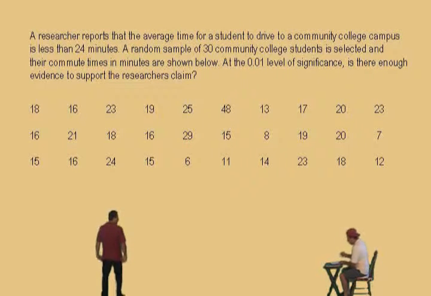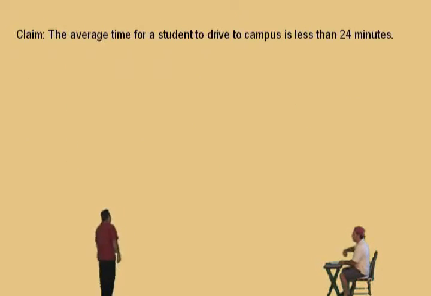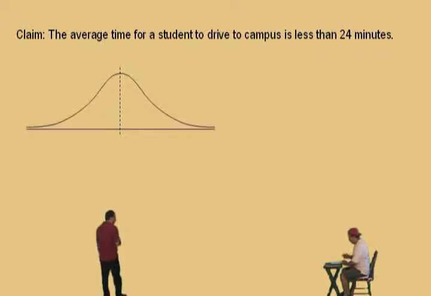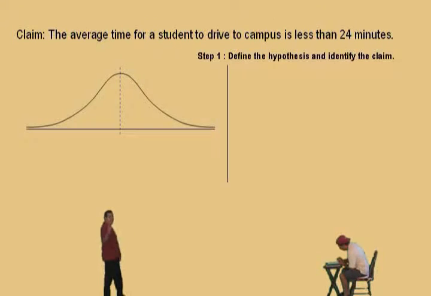What is it, Charlie? It takes a student less than 24 minutes to drive to campus, right? Less than 24 minutes. We're going to assume we have a normal bell-shaped distribution, and we're going to start with step one, define the hypothesis and identify the claim. Remember, for this problem, as we discussed in our previous lectures, we're going to use that 24 for our population mean mu.